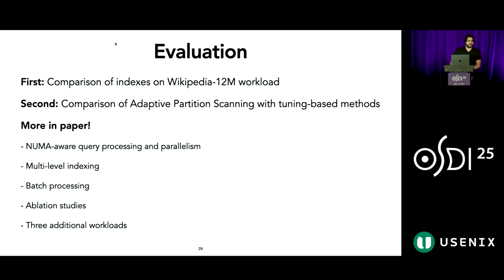And so there's more details about that in the paper, as well as the cost-driven maintenance. But now let's turn our attention towards evaluation. First, I'm going to show a comparison of state-of-the-art indexes on the Wikipedia workload that we derived. And then we'll do a comparison of adaptive partition scanning with existing tuning-based methods. But there's a lot more in the paper where we look at things like NUMA-aware query processing and parallelism, multi-level indexing, batch processing, ablation studies, as well as additional workloads and baselines.